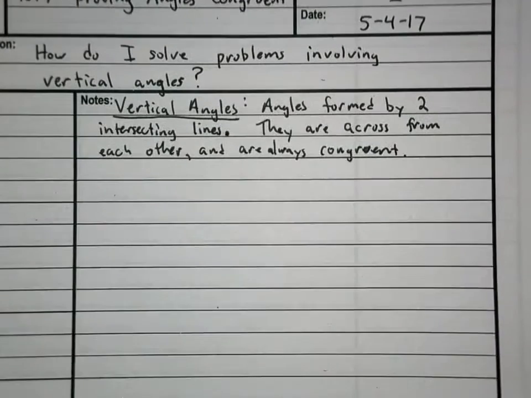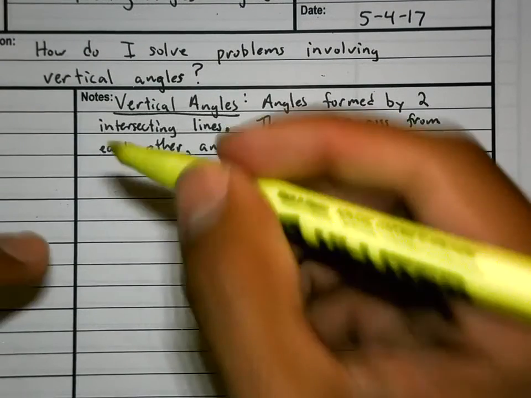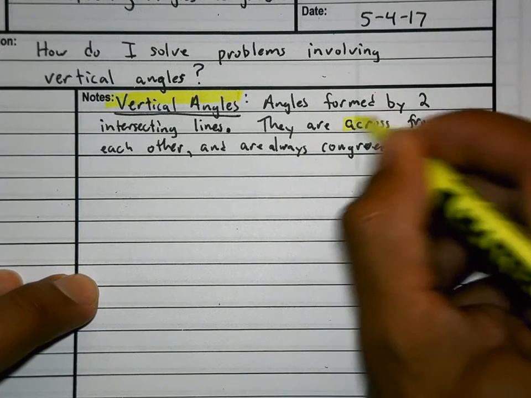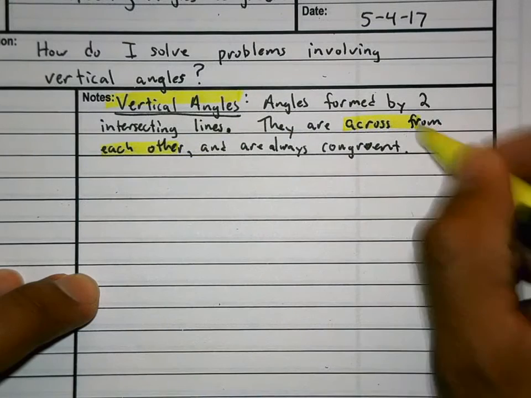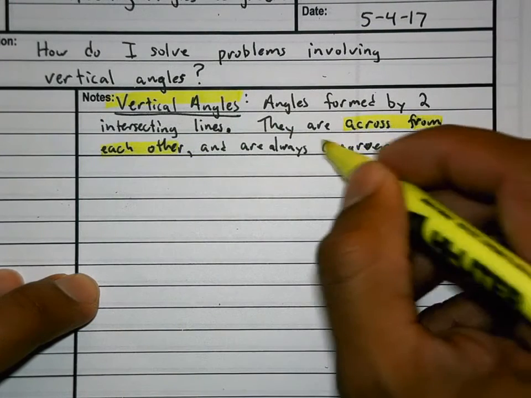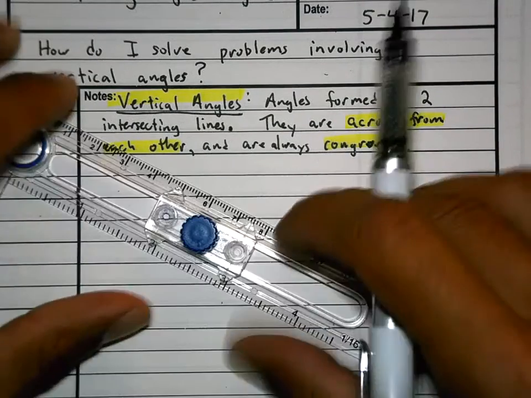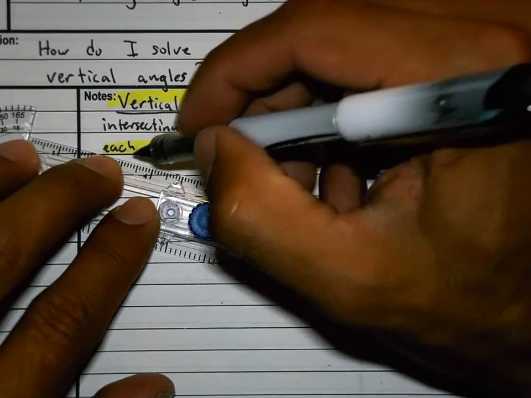Scooting this up a little bit. Vertical angles are angles formed by two intersecting lines. They are across from each other. That's important. And they are always congruent. So I'm going to underline or highlight those key words. Let me draw you a picture of what vertical angles look like. You can do this one very simply on yours.